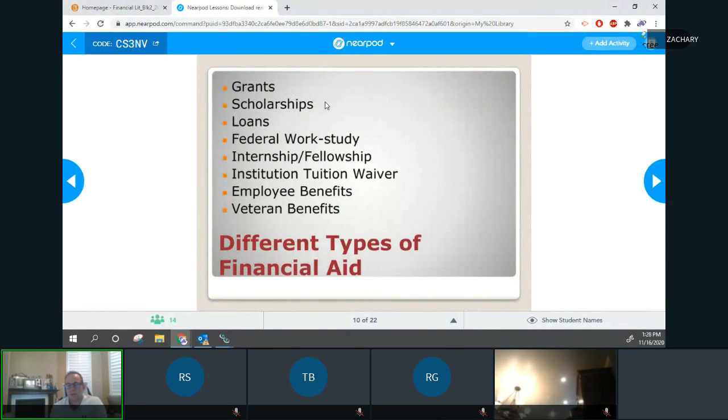Scholarships. There's a whole bunch of different scholarships. There's scholarships from the school, as well as private scholarships you can get. And they do take time to apply for, but there's millions and millions of dollars every year that's handed out in scholarships, and some of it goes untouched because nobody applies for it. So if you look at the scholarships, look at that.